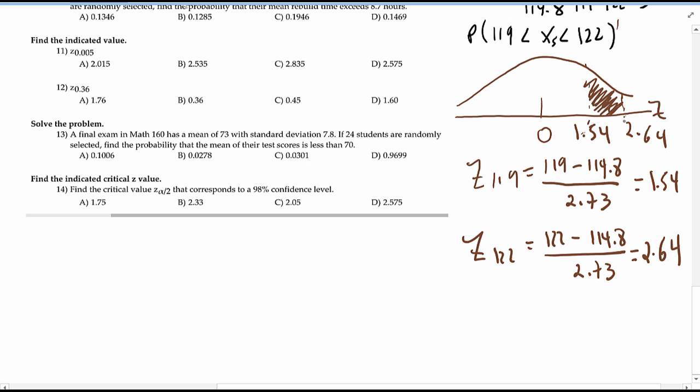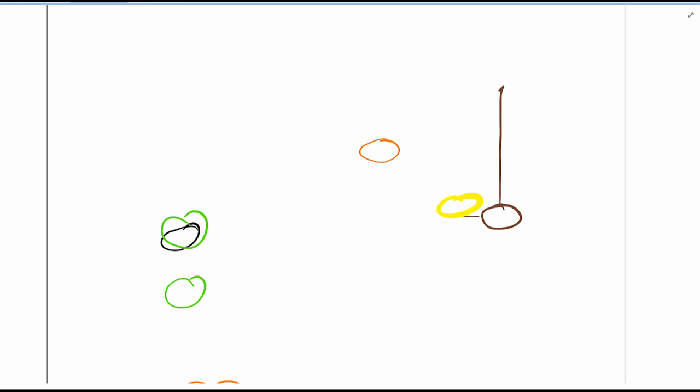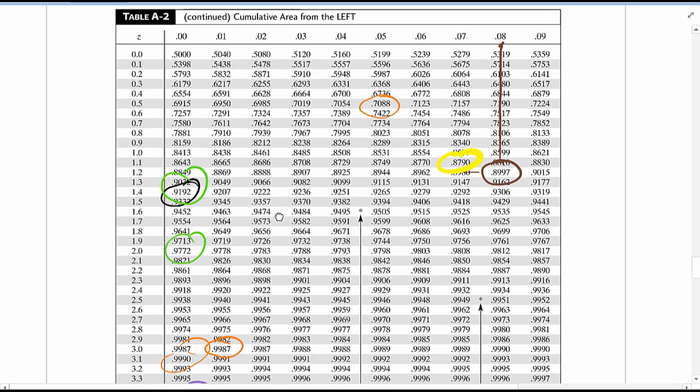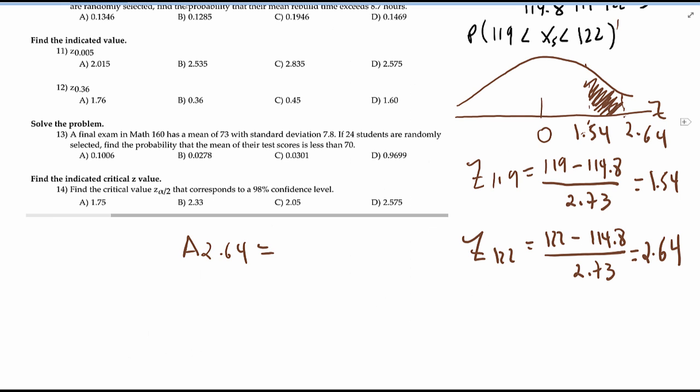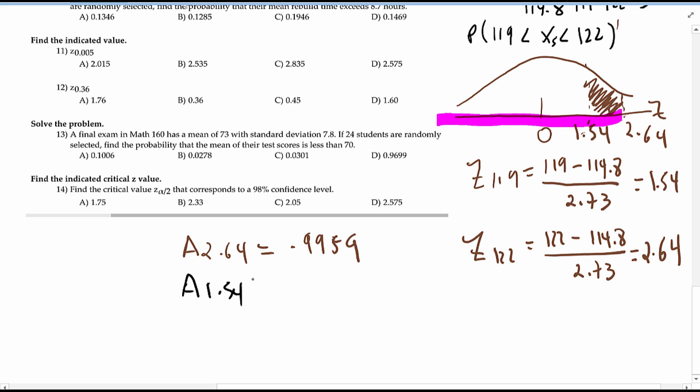So we're going to find the area under 2.64 in the positive table, and that is equal to 99.59. So that will be 99.59. And obviously that's too much area, because that is all the area below 2.64. Now let's find out what percentage of values are below 1.54.